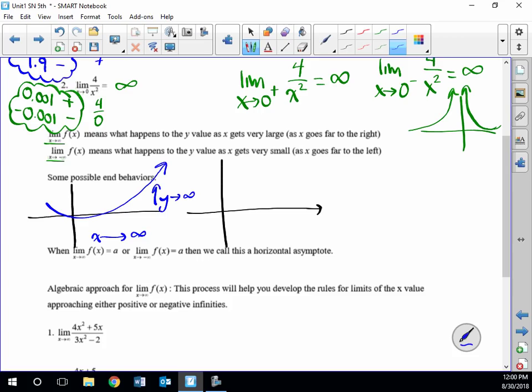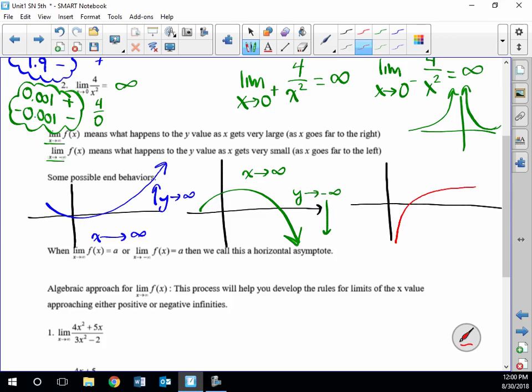It's also possible that the graph could go down, something like that. So as x gets big, y gets big negative, so it goes down. And another case that we might see is if maybe we have a graph that approaches some value. So as x gets big to infinity, y goes to some value L, some limit value. We would call that a horizontal asymptote. So those are really the main cases.